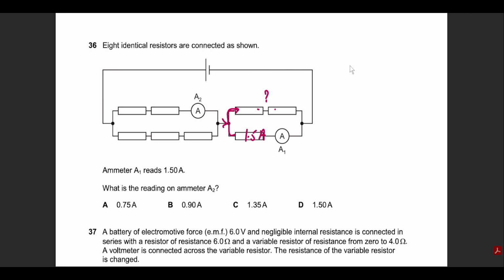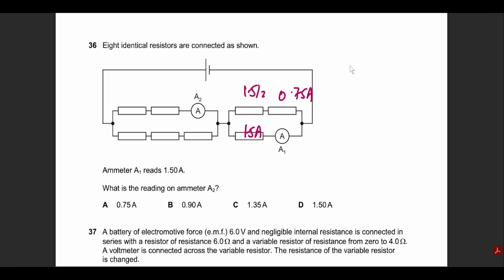So if this has two identical resistors, if the resistance is doubled in a parallel circuit, then the current should be halved, because the voltage is supposed to remain the same. Yeah. So the current chooses the path of minimum resistance. So a single resistor is giving us 1.5 amps. Here, it should be 1.5 divided by 2, which is going to become 0.75 amps.